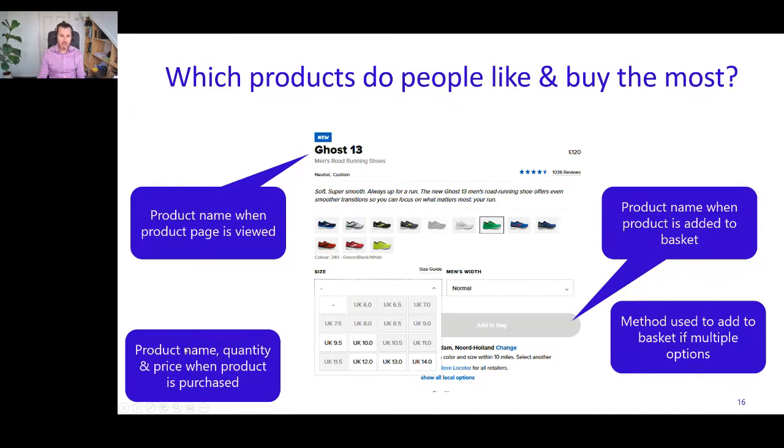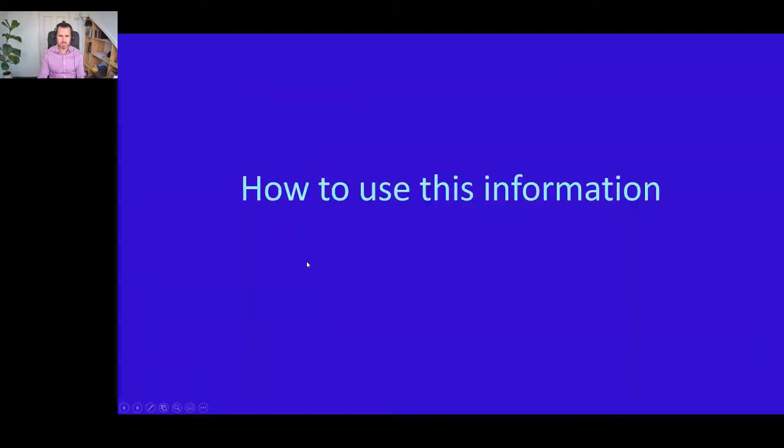And also, of course, when you purchase the product, I want that product name, how many were purchased, what the price point was. And notice I said product name, product name, product name here. That product name must be the same at every single stage. I can't record here, Ghost 13 men's road running shoes at that point, but then Ghost 13 men's road running shoes, size 10, when it's in a basket. Must be the same name. Same with transactions. I can't lose the apostrophe at a transaction level. Has to exist at all three stages. That's critical.